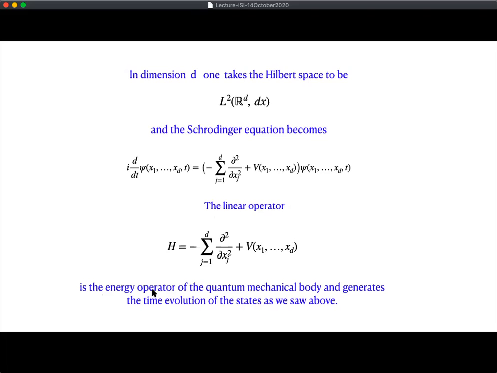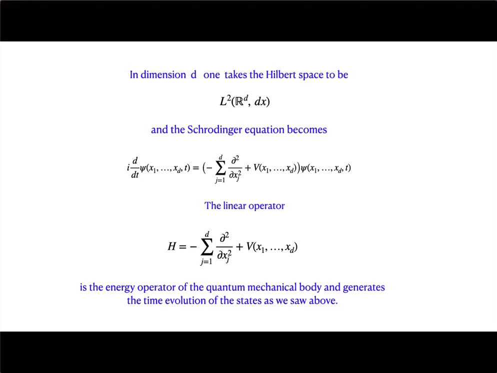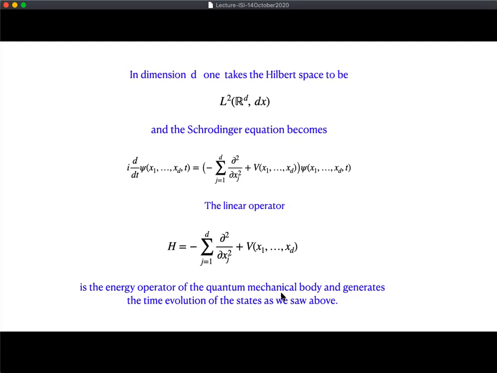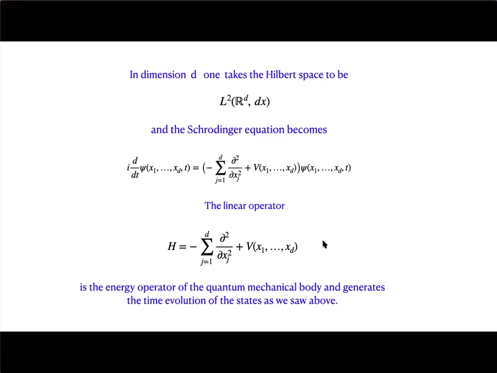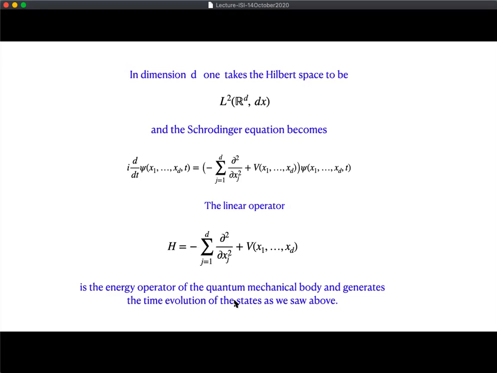In the classical case, the energy is given by p squared plus V when you have potential energy. Similarly, here p is replaced by minus i d by dx, so p squared is replaced by this quantity. That is the analog of the free energy, and then you have a potential. This is the quantum mechanical system for which the time evolution is generated by this Hamiltonian H.